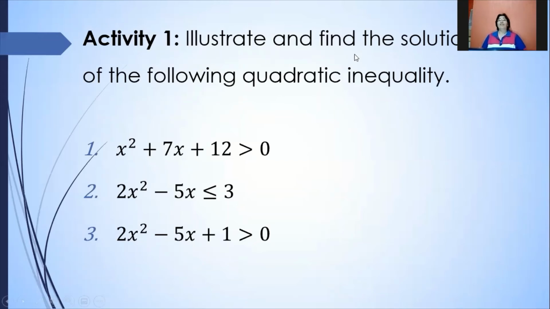Now, this is the activity. Illustrate and find the solution set of the following quadratic inequalities. Number 1, x squared plus 7x plus 12 is greater than 0. Number 2, we have 2x squared minus 5x is less than or equal to 3. Number 3, 2x squared minus 5x plus 1 is greater than 0.